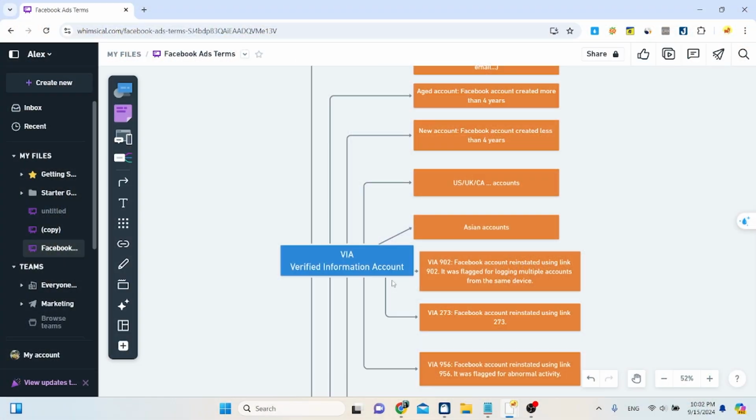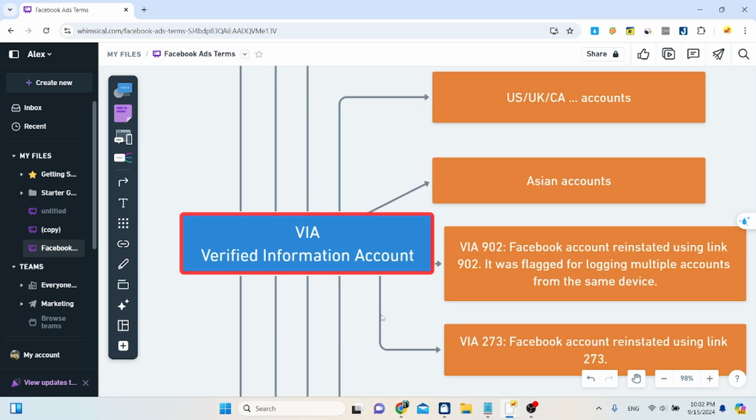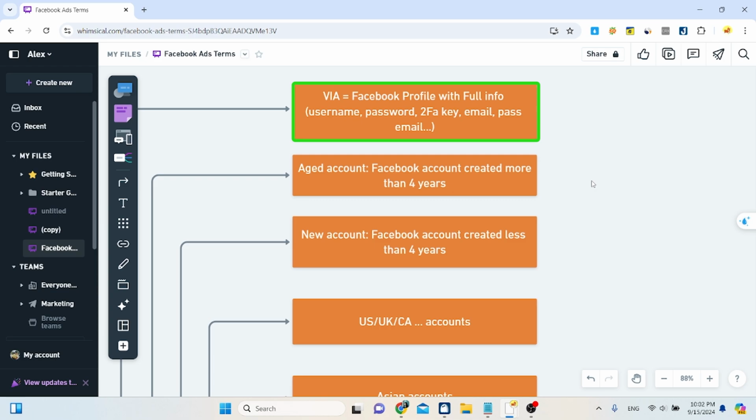So, in today's video, I will summarize and explain to you the Facebook ads terms in the simplest way. Let's start with the term via. Via stands for Verified Information Account, which is an account that has verified its identity. All advertising accounts on Facebook must go through this step. You need to upload documents such as citizen ID or driver's license to verify with Facebook that you are a real user. Via will be divided into many types.